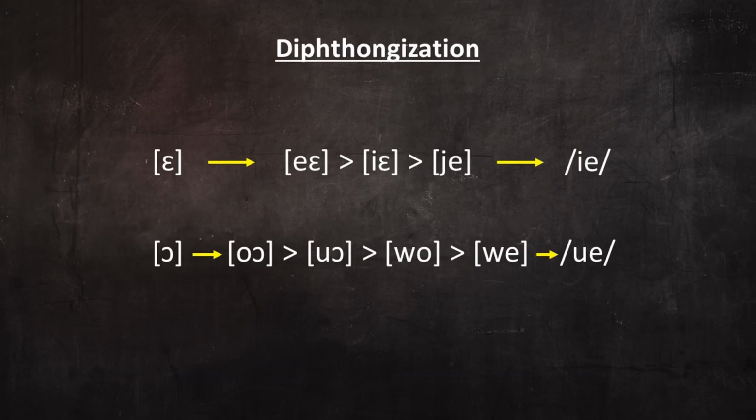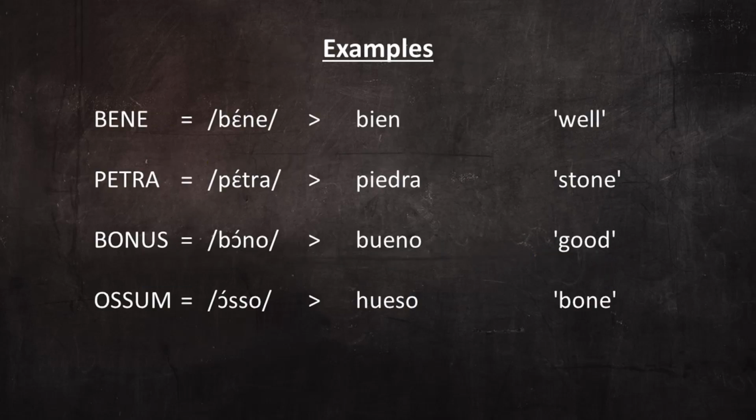In order to resolve the potential confusion, some varieties of Romance, including Castilian, underwent a process wherein these vowels became these diphthongs when in a stressed syllable. This process affected the pronunciation of literally thousands of words, and there's no way I could discuss them all here. But here are a few examples.